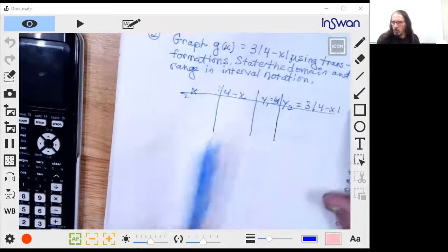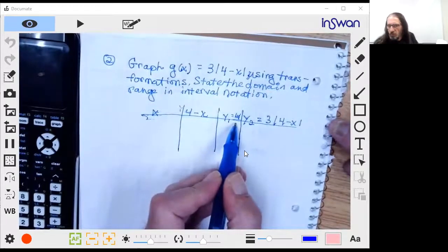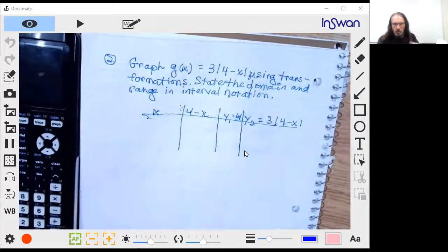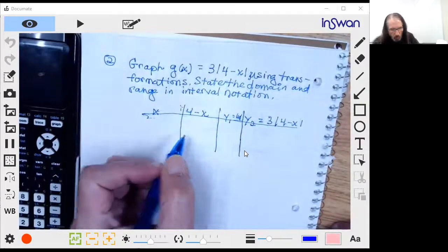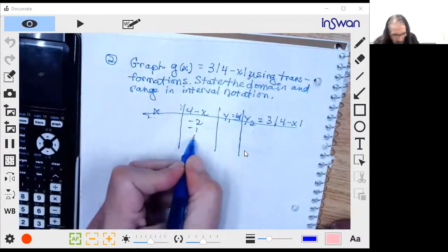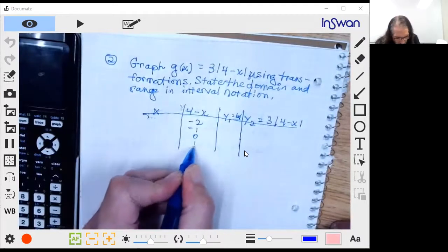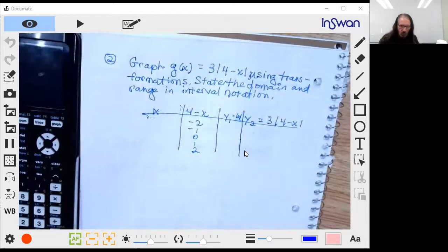Okay, one more. We're going to compare g of x equals 3 times the absolute value of the quantity 4 minus x to the absolute value of x. And as with the previous example, what I would have put in for x previously is now going to be the 4 minus x just before we take the absolute value.